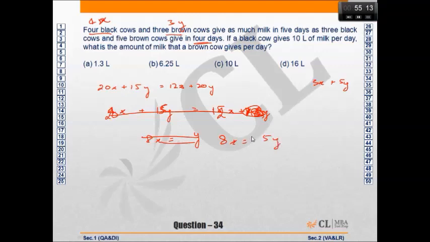If the black cow gives X is 10, what is Y? So Y should be 8 by 5 into 10. 8 by 5 is 1.6, into 10, 16. More than 10 in any case, only one choice is there.